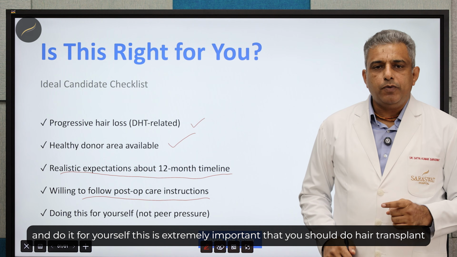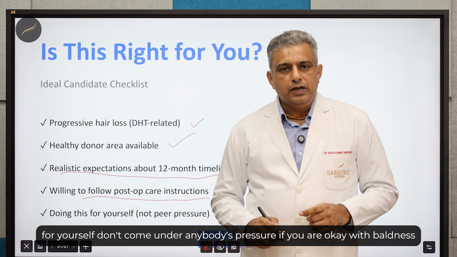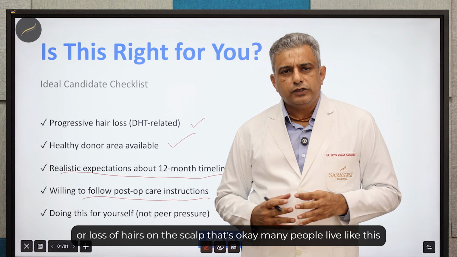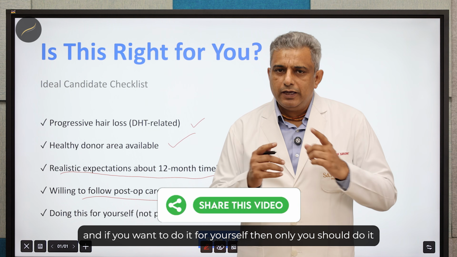This is extremely important, that you should do hair transplant for yourself. Don't come under anybody's pressure. If you are okay with baldness or loss of hairs on the scalp, that's okay. Many people live like this. And if you want to do it for yourself, then only you should do it.